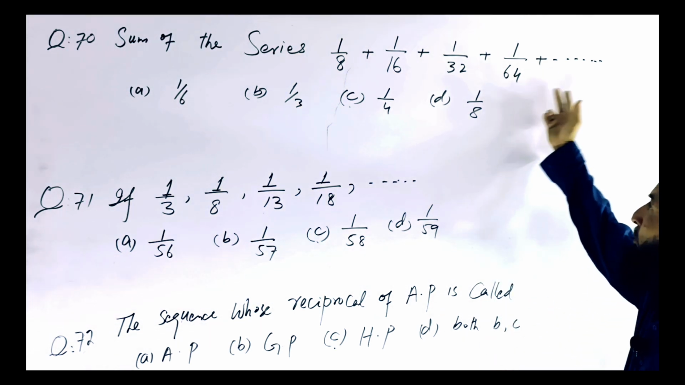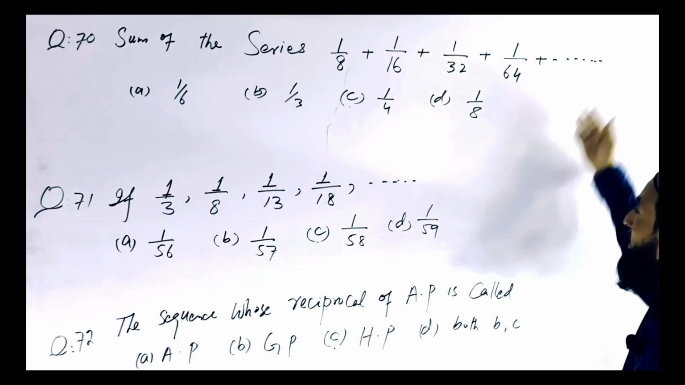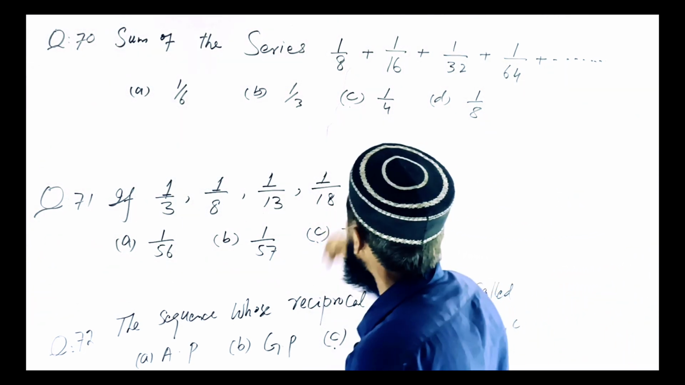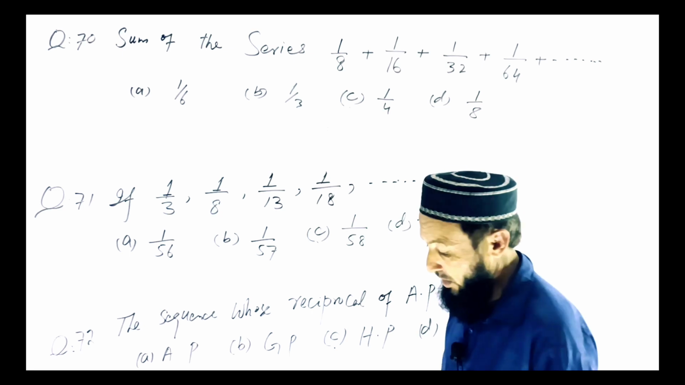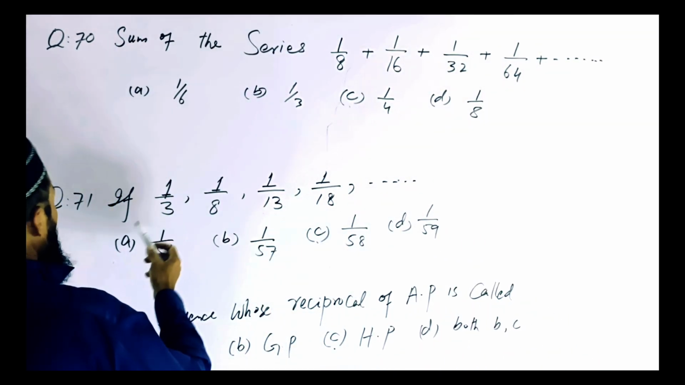The series is 1/8 + 1/16 + 1/32 and so on. This is an infinite series given. As we know, first of all this is a geometric series. If we find the common ratio, what is the common ratio?